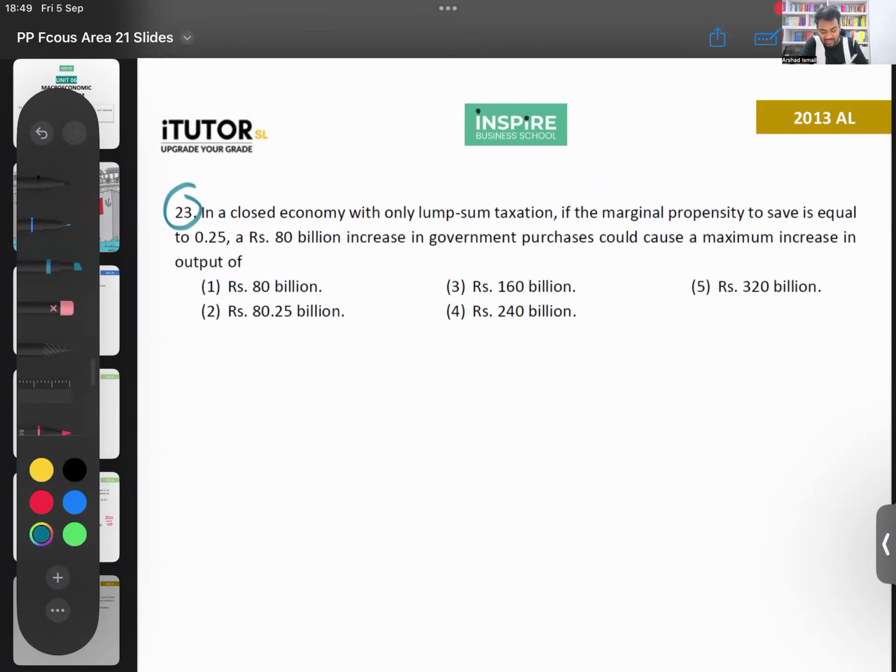An 80 billion increase in government purchase could cause a maximum increase in output of what? So what is the equation? Again, those two equations. K is equal to 1 over MPS, and K is equal to change in national income over change in autonomous expenditure. They are telling me that my MPS is 0.25. So if my MPS is 0.25, how much will my multiplier be? My multiplier is going to be 4.